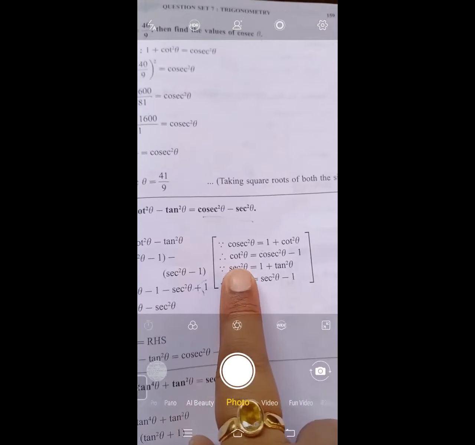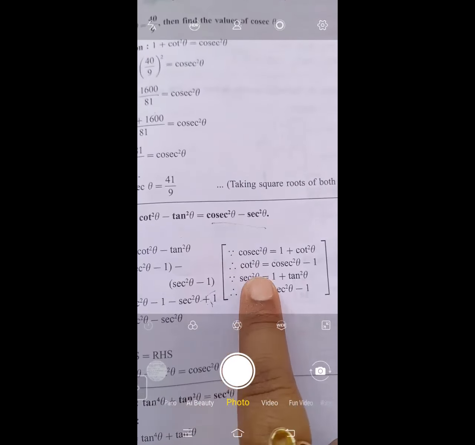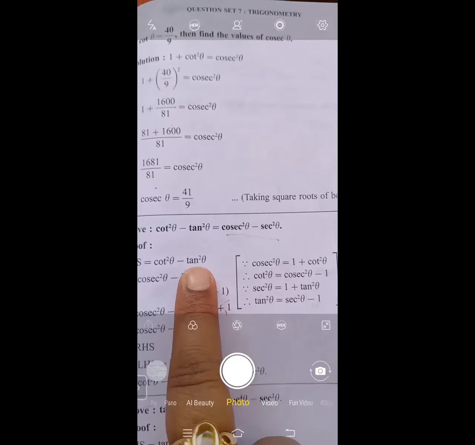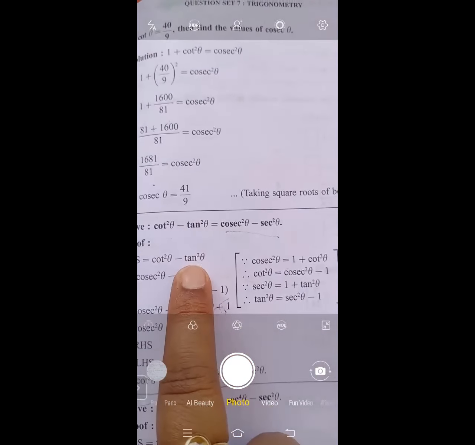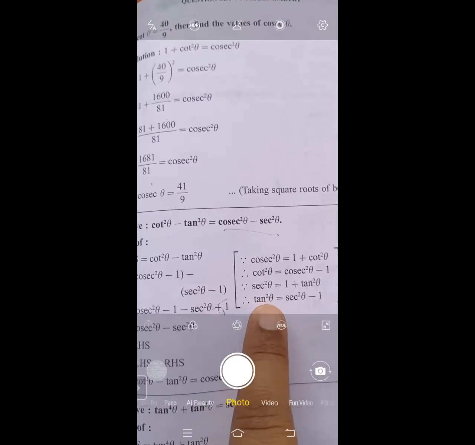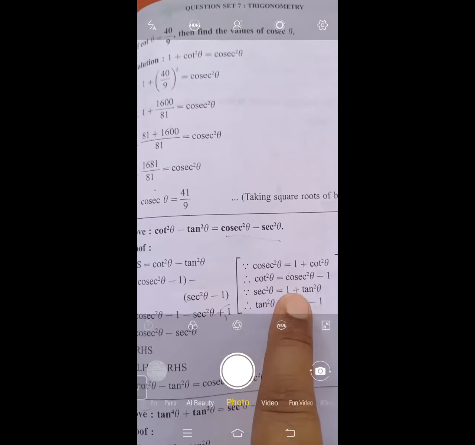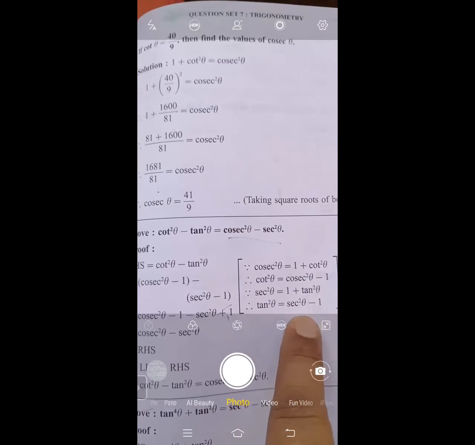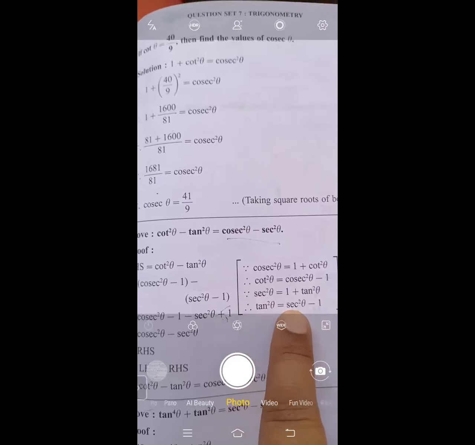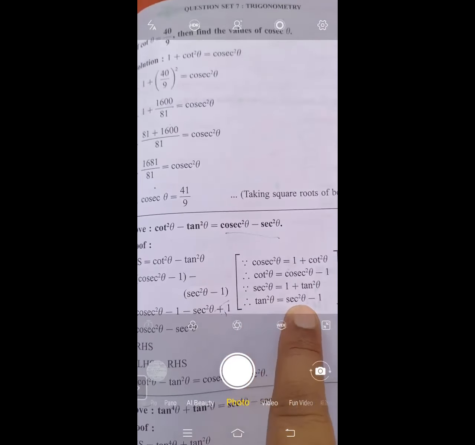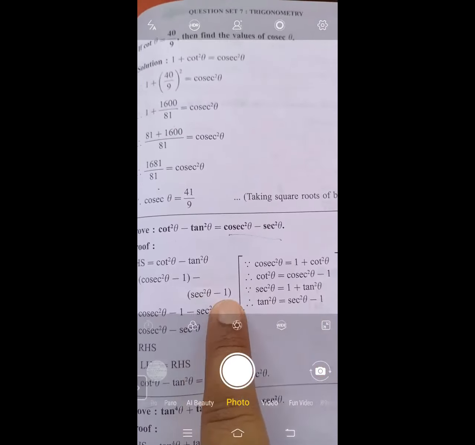We are going to use this identity, which is sec square theta equals 1 plus tan square theta. I want to replace tan square theta, so I will keep tan square theta alone on one side, and whatever is there with it will get transferred to the other side, which gives tan square theta equals sec square theta minus 1. So now in place of tan square theta, I will substitute sec square theta minus 1.